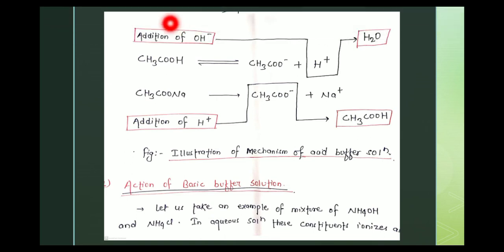You can clearly see here that the addition of OH minus, which is obtained from the base, we have already discussed, gets combined with the H plus ion in the solution and forms H2O. And again here you can see the addition of H plus, which is obtained from the acid we have added in the solution, and this H plus combines with the acetate ion and forms acetic acid. In this way the pH remains constant in the solution. This is the idea. Okay, now let's see the action of basic buffer solution.